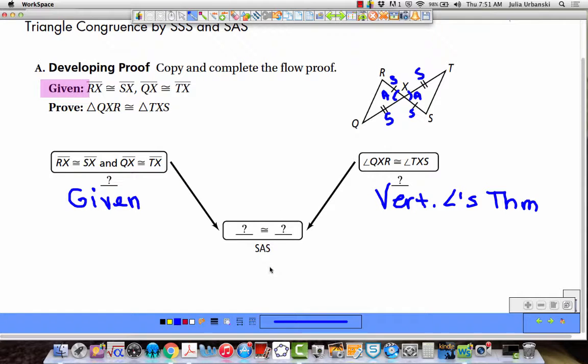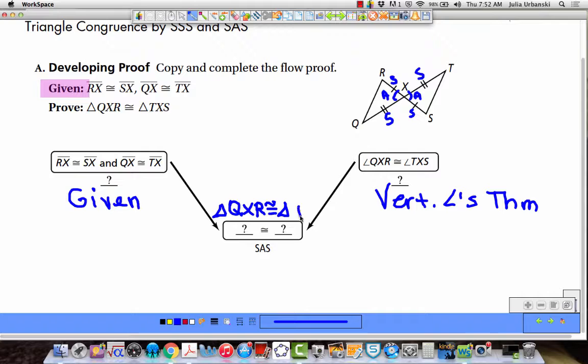They said SAS works, and that's true. What we have to fill in is the question marks. What triangle is congruent to what triangle? Now you could make it up yourself by finding the right letters. But in this case, it's already there, so we want to follow the order that they have. That's right. So we're just going to say triangle QXR is congruent to, just do it in their order, TXS.